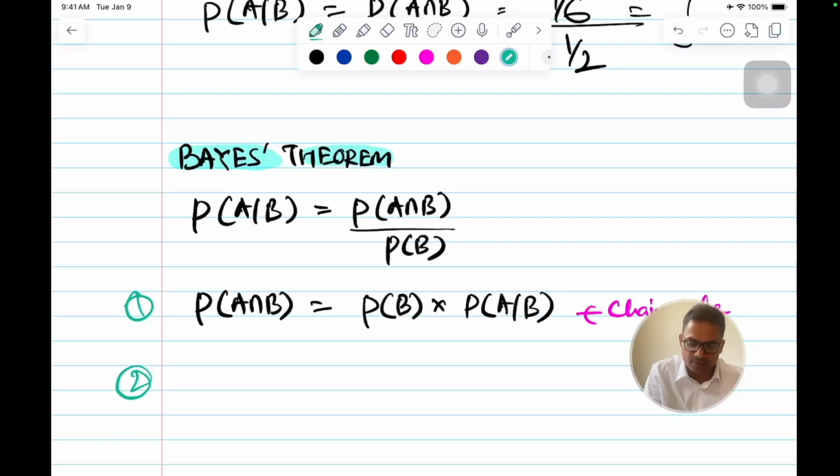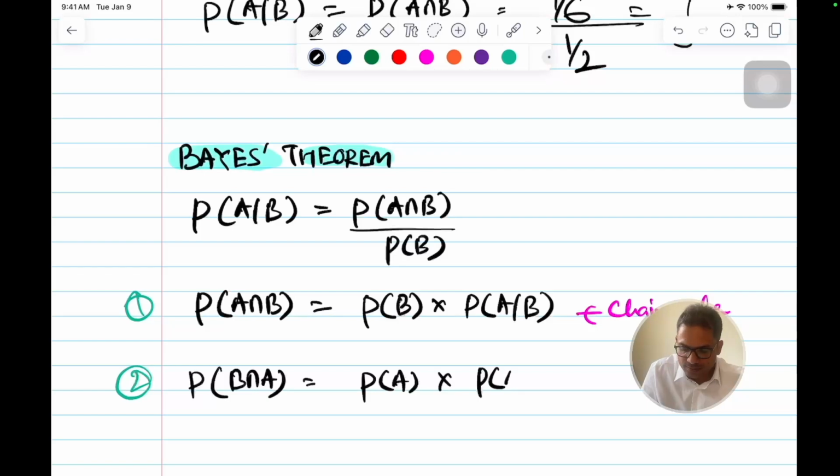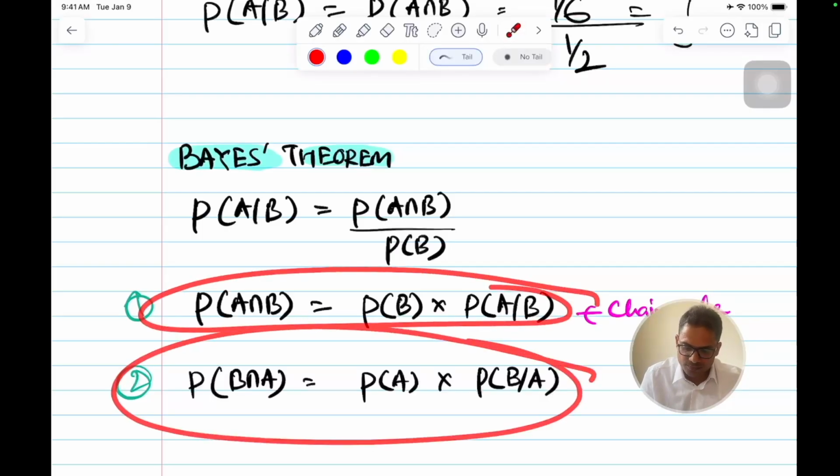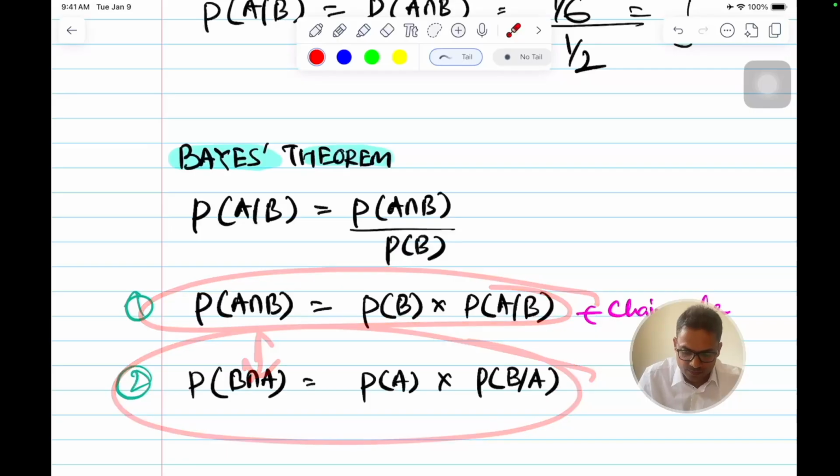Now the second equation, I can do the other way around too, right? P of A intersection B or B intersection A, both are the same. If you do it the other way around, this will become P of A into P of B given A. I hope we can write it this way also. This is my second equation. These two are the same, A intersection B or B intersection A.